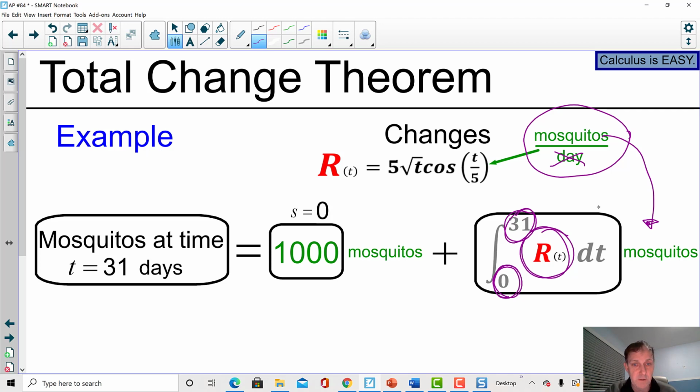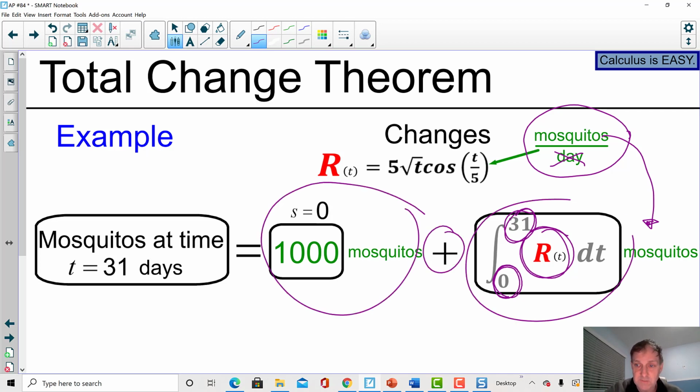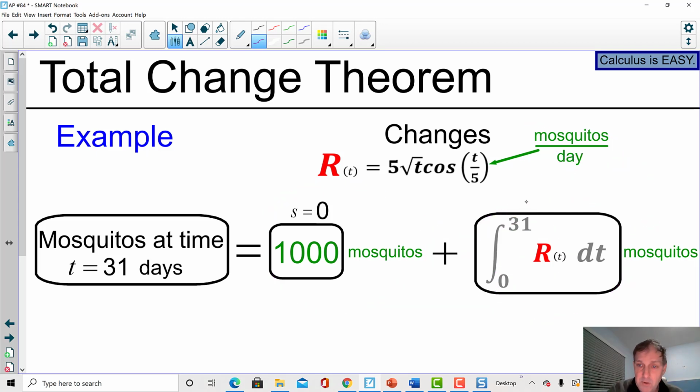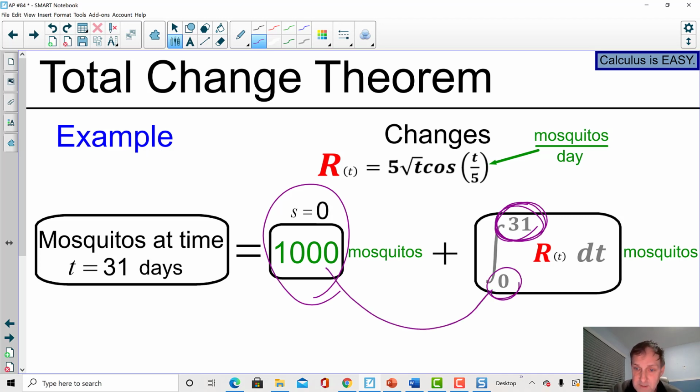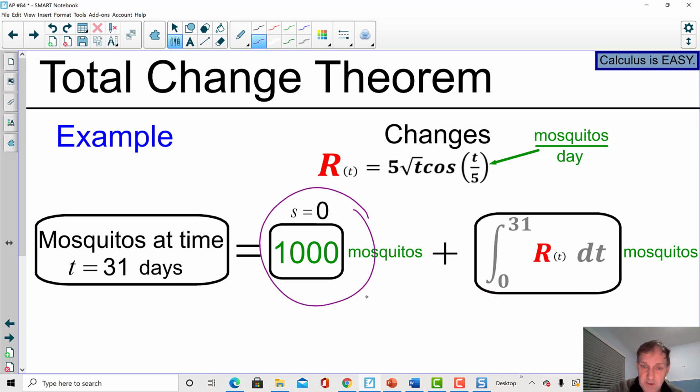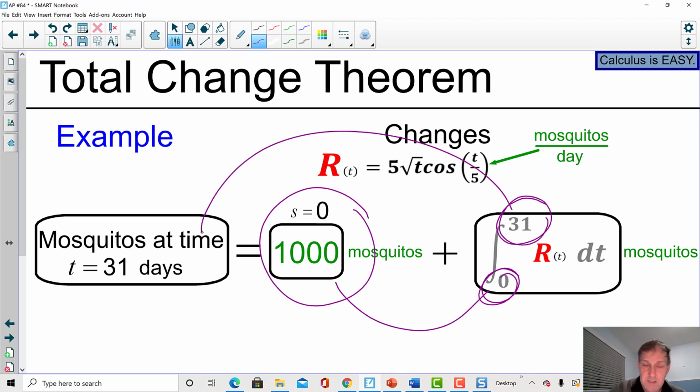So that's the total change theorem. That's how it works. You need the starting amount plus all the changes, and that will give you the amount that you have at the ending time. And remember, your starting amount is not always when time is 0. It's when time is equal to whatever this number is here on the bottom of your integral. So the amount here has to match up with the starting time here, and that'll tell you how much you have at this ending time. In this case, that was 31 days.